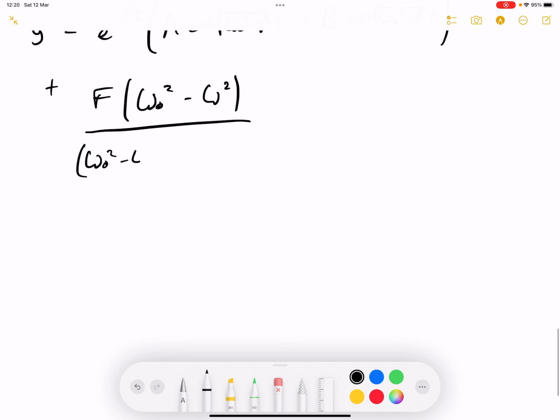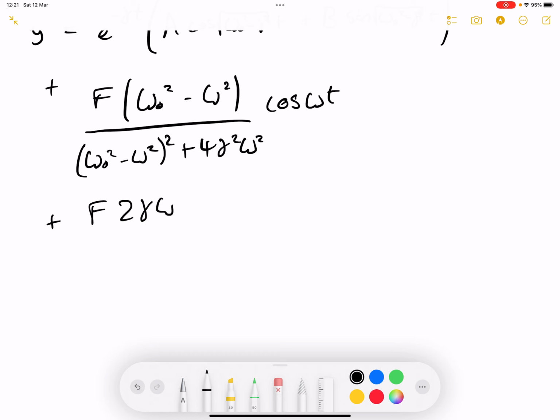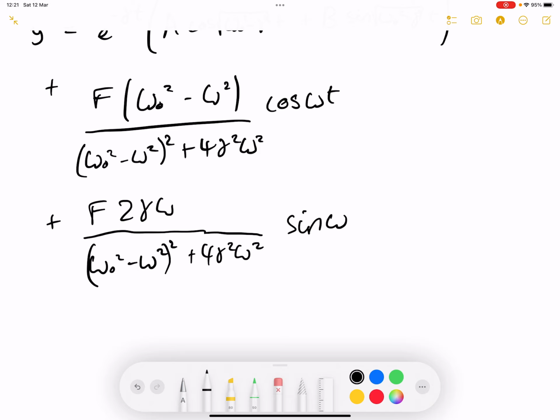Omega naught squared minus omega squared plus 4 gamma squared omega squared, times cos omega t, plus the beta bit, which was F 2 gamma omega, was it F 2 gamma omega? I want to check. Yeah. Over omega naught squared minus omega squared plus 4 gamma squared omega squared, times sine omega t.